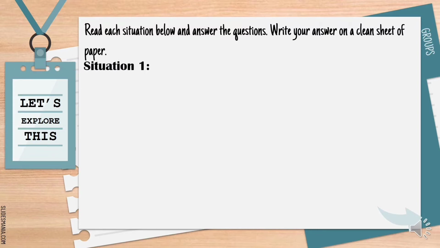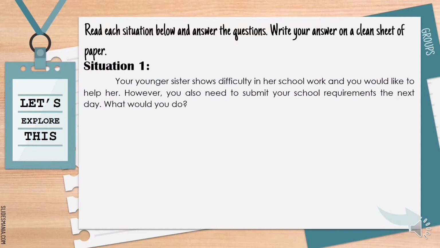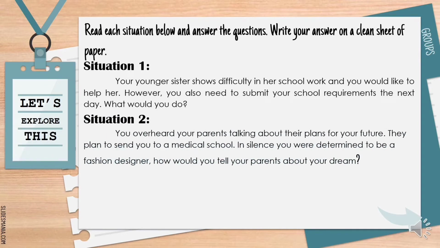The first situation is, your younger sister shows difficulty in her schoolwork and you would like to help her. However, you also need to submit your school requirements the next day. What would you do? Second situation. You overheard your parents talking about their plans for your future. They plan to send you to a medical school. In secret, you were determined to be a fashion designer. How would you tell your parents about your dream?